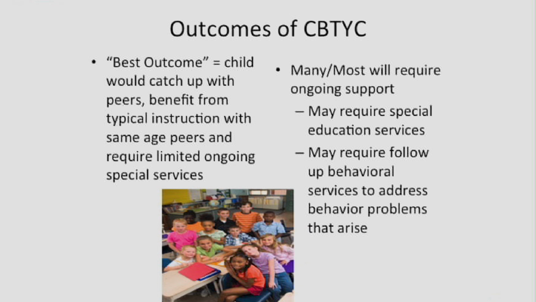Many, though, will require ongoing support. For example, when they enter school, they may meet the criteria for an autism qualifying disability for special education and require the services of special education in order to access their educational program. They may require speech therapy, occupational therapy, small group or intensive individualized instruction through the IEP. They may be able to benefit from some time in the general education setting with some more structured small group instruction going on as well. But the best outcome is really for that child to be able to catch up with their peers. And of course, this is everyone's hope.